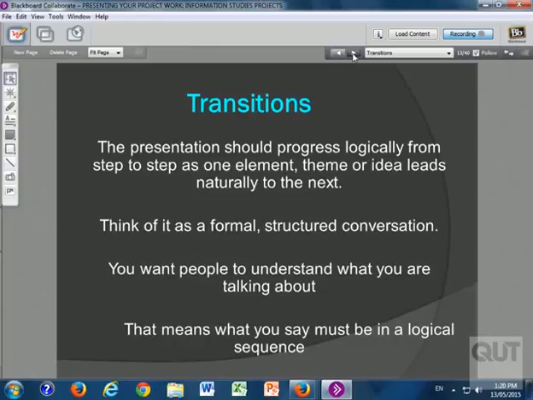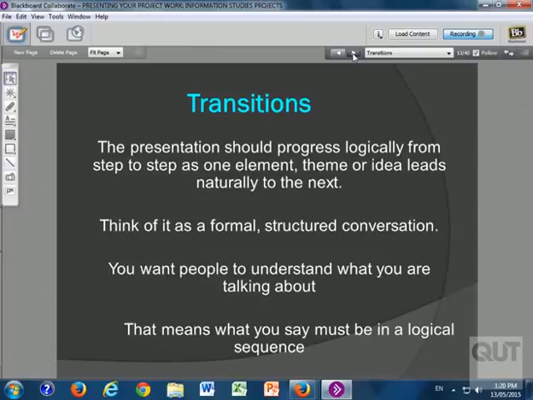Okay. And that leads directly into transitions. Essentially what I'm talking about here is what I just did. As I explained the opening, I explained the value of prefacing your movement from one section, one step, or one phase into the next. Essentially, that's a transition. So it progresses logically from step to step as one element, theme, or idea leads naturally to the next.